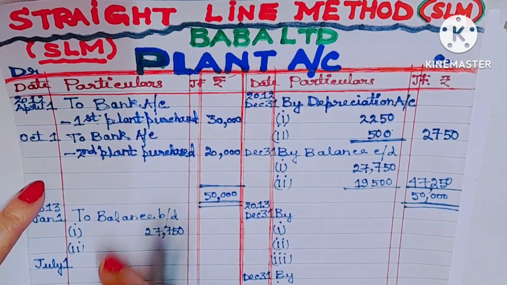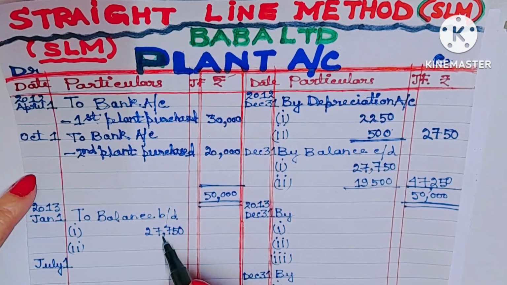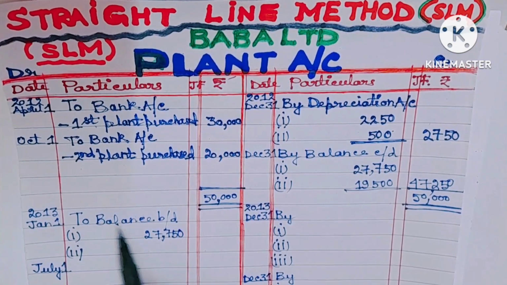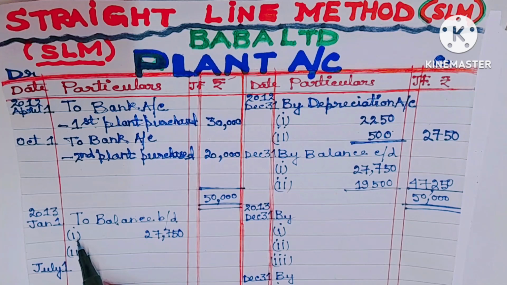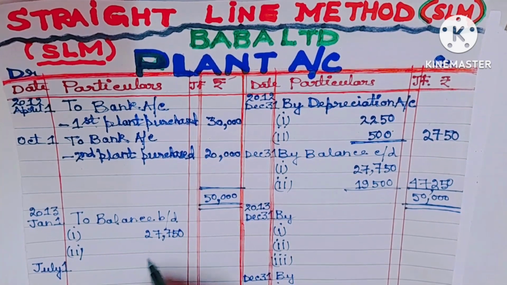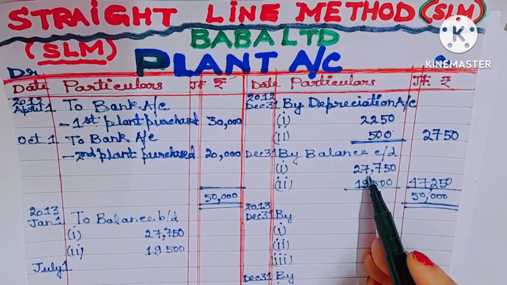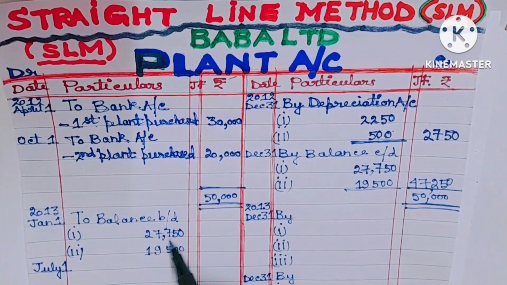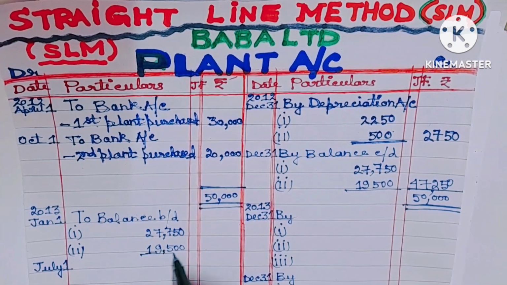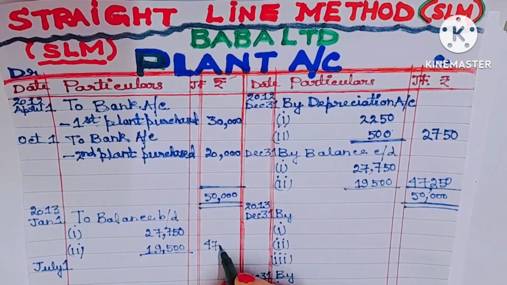Understood? So in the year 2013, the balancing figure for the first plant is 27,750. So we got to write 2013, 1st January, to balance BD for the first plant, balancing figure 27,750 and the second plant 19,500. Just copying it from the last year. See, 27,750, 27,750, 19,500, 19,500. If you add up these two, we'll get 47,250. I'm just copying it from the last year.